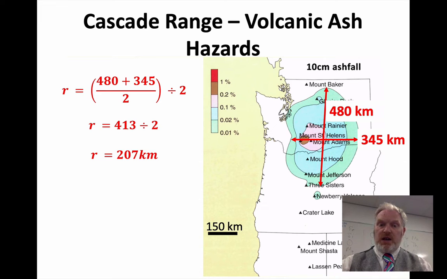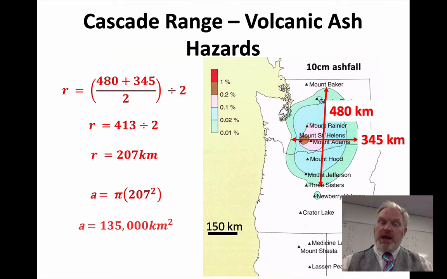If we put that into the equation for area, so pi times 207 squared, we get an answer of 135,000 kilometres squared. Just to put that into some perspective, Wales has an area of about 20,000 kilometres squared. So we're talking about an area nearly 7 times the size of Wales. It's a significant issue. And this, remember, is 10 centimetres of ash.